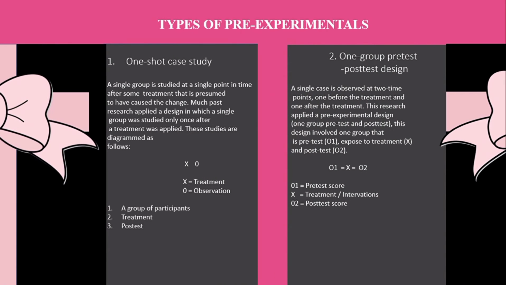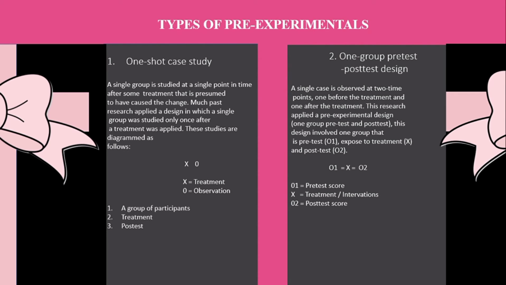Types of pre-experimentals. The first is one-shot case study. A single group is studied at a single point in time after some treatment that is presumed to have caused the change. Research applies a design in which a single group was studied only once after a treatment was applied. The studies are diagrammed as follows: X and O, X treatment and O observation. You make a group of participants and then give them a treatment and then post-test.